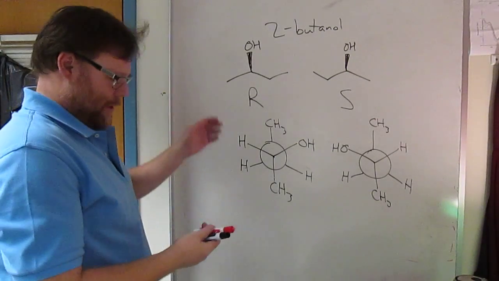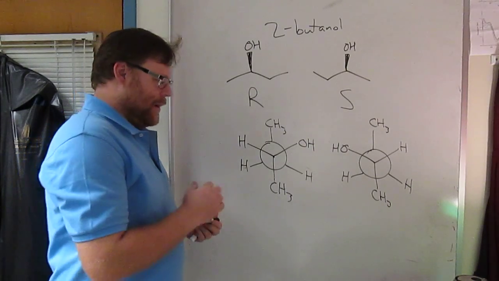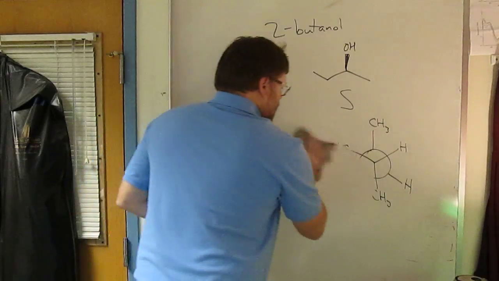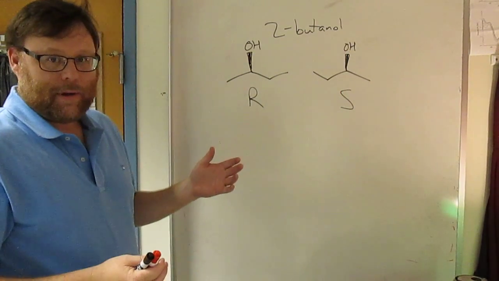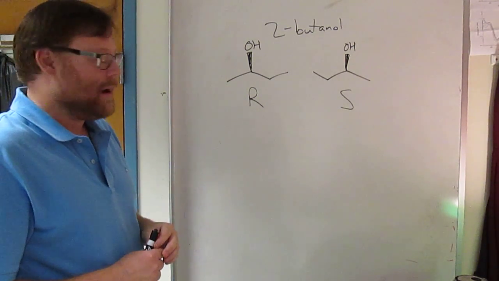Alright, I'm back with our two enantiomers, R and S 2-butanol. I'm going to go ahead and erase the Newman projections from the last video. And in this tutorial I'm going to demonstrate or talk about how chiral molecules interact with plane polarized light.